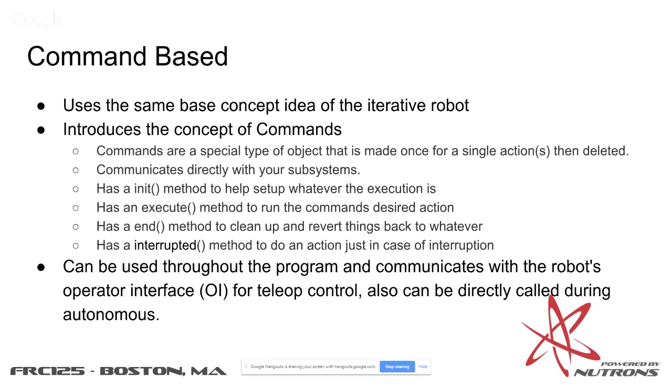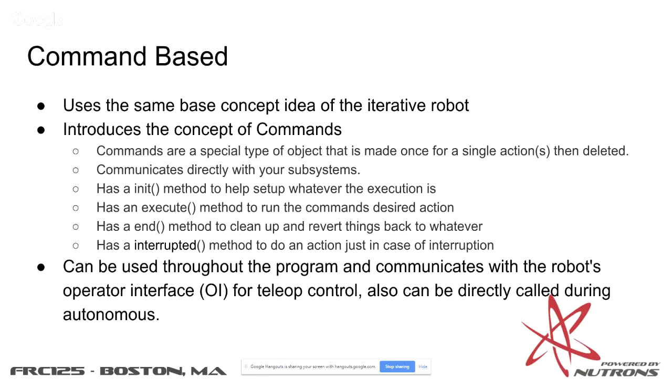A command-based robot is very similar, but the only difference is the introduction of the concept of commands. Commands are a special type of object that is made for one single action and then deleted. It communicates directly with a subsystem such as an elevator, a drivetrain, an intake or a shooter. Once again, it has an init method that helps set up the execution, the one-time setup. So once you make that command in code, it'll initialize it. Then it'll go into execute, which is also a loop similar to periodic that'll run indefinitely until you hit a certain condition in your end.